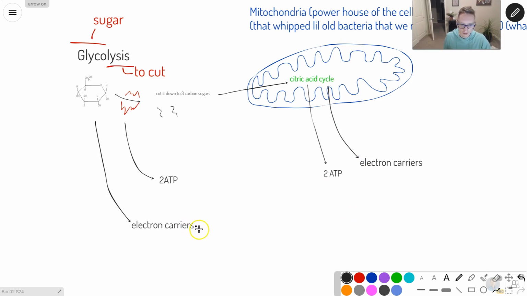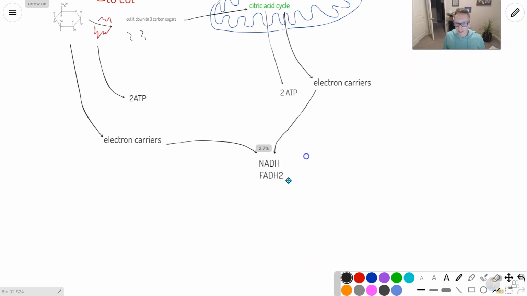These things are called NADH and FADH2. I don't really care that you guys know the names of those, but that's what they are. And these guys are really important, actually. These feed the electron transport chain, the ETC.